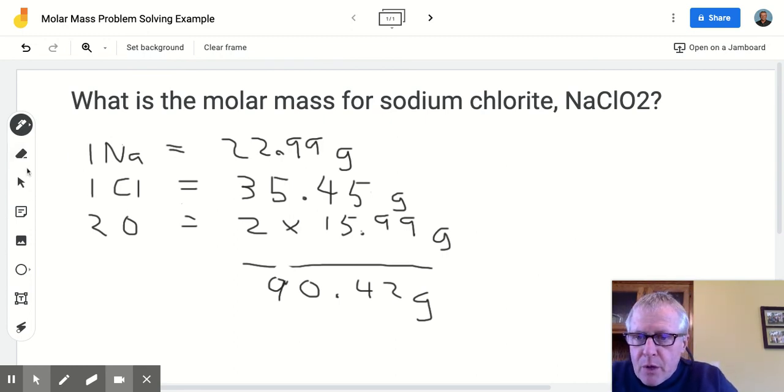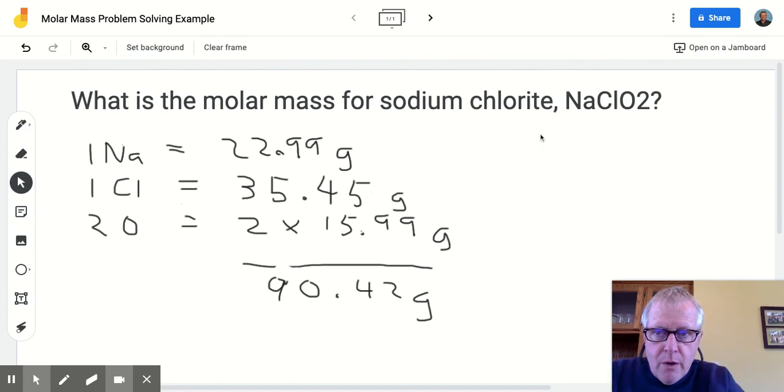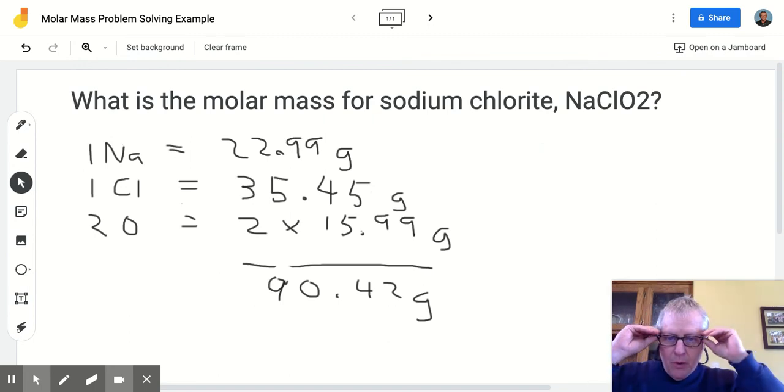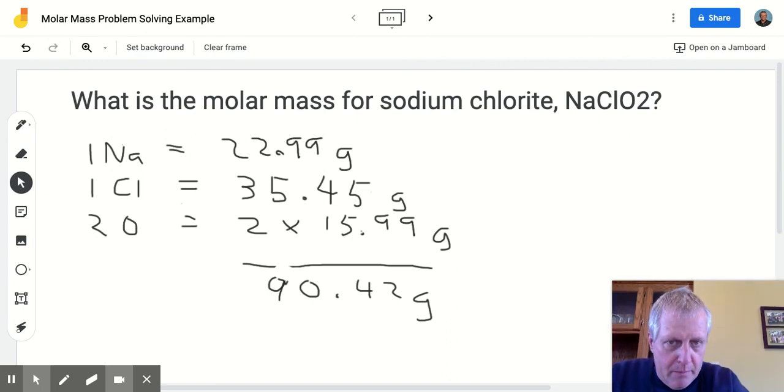So that's how we do that. There are other problems to practice on, but the key thing to remember is that you just have to account for every atom in a compound, knowing that what we're looking for is the mass in grams of a mole of that.